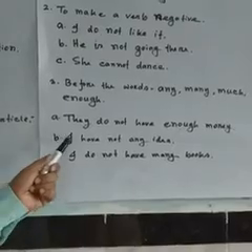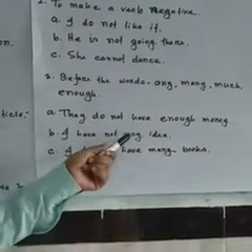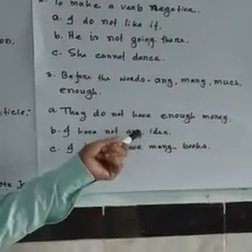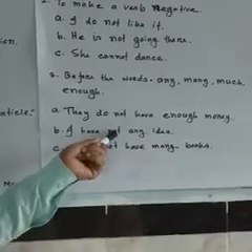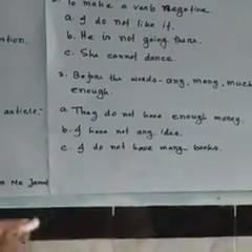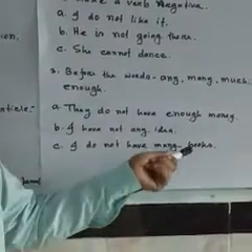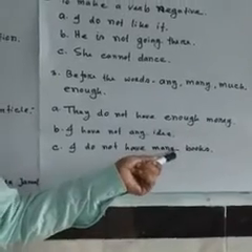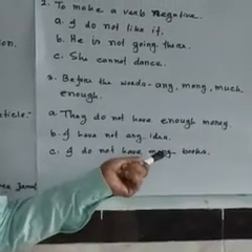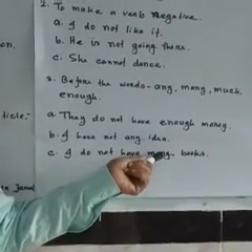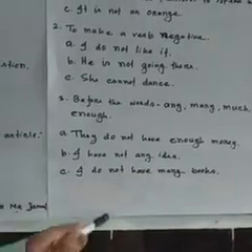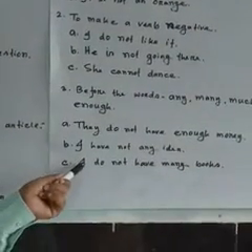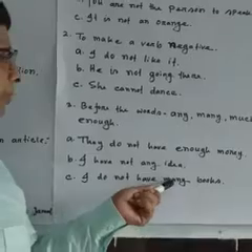Next sentence, I have not any idea. And again the word any, and before this word not has been used. And the last sentence, I do not have many books. Again, look at the word many, and before this word many you must use not. So the negative sentence is, I do not have many books.